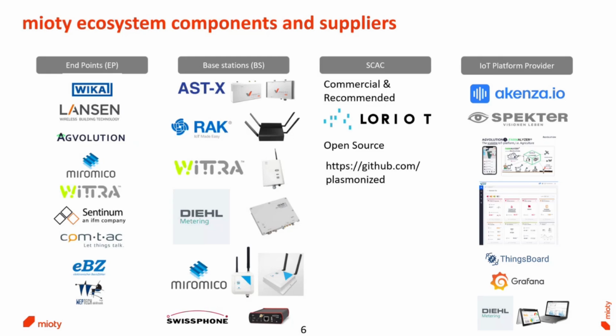For the IoT and platform providers, for example, we have Akenza on board. They are offering, let's say, a multi-purpose IoT platform. We have, for example, Spectre with a focus on heavy rain risk management and flood prevention. We have from Aquolution the Farmalizer that is more for the agriculture business. We have the building monitor from Tesla. We have the Deal metering portal as well.